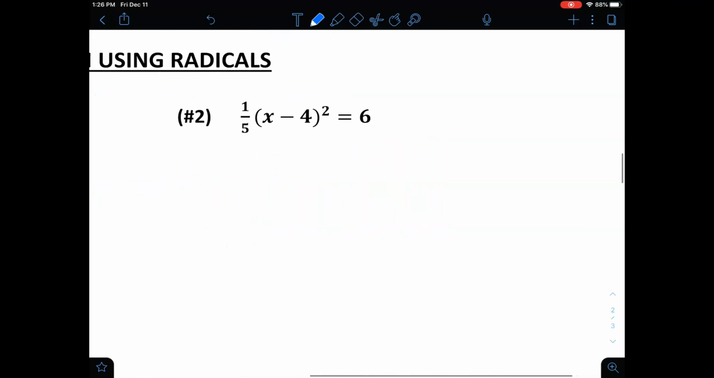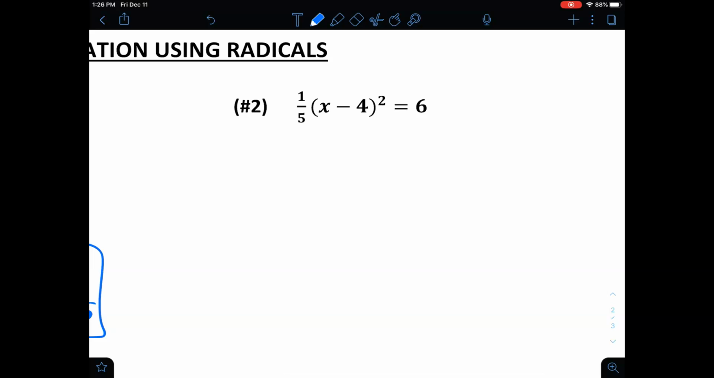All right, number 2, we have 1/5 times (x minus 4) all squared equals 6. All right. Well, we want to get that x minus 4 part by itself first. So how do I get rid of that 1/5 first? Let's get rid of that first because that's going to make things nice. I can multiply by the reciprocal, or fraction bus, by multiplying both sides by 5, which is going to cancel these out. And then I have (x minus 4) all squared equals 6 times 5, which is 30.